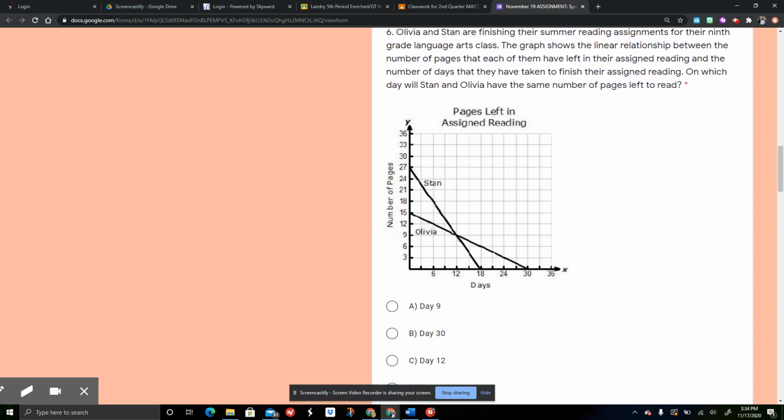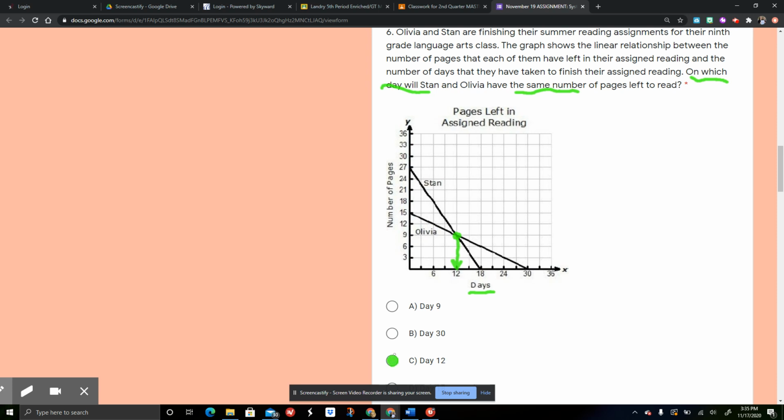So we're wanting to know, when are they the same? It says on which day will they have the same number. So where are they going to be the same? At this point where they intersect. And if you pay attention, we're looking for which day, and days is on your x-axis. So that would be your answer. So the answer is 12, day 12.